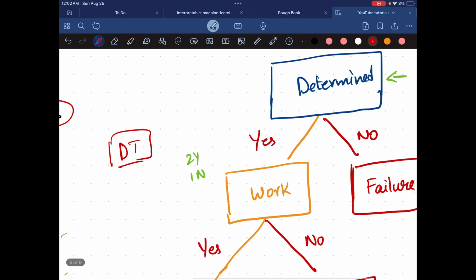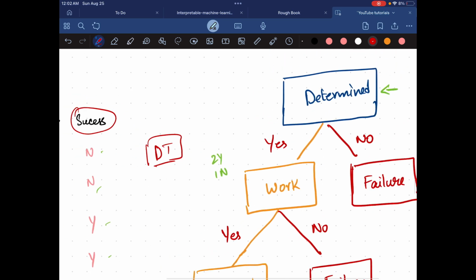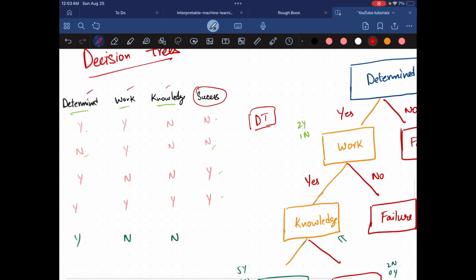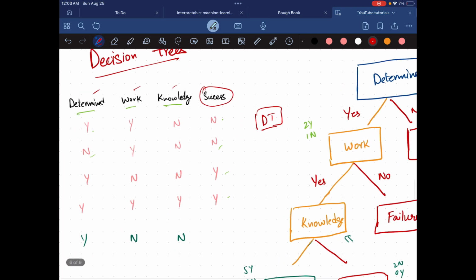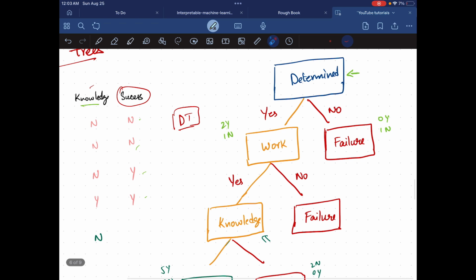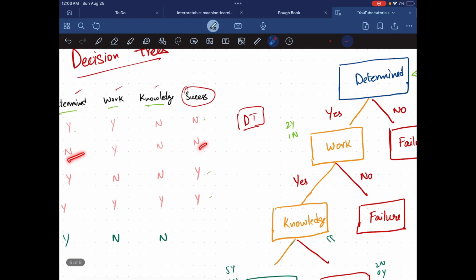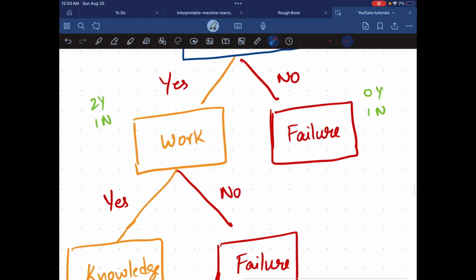So okay, let's see about this. If he's determined, yes, work, right? If he's determined, all these are determined yeses. So there are two yeses and one no. Then coming to no, there is only one no. So based on this, you can say there is no other choice than to get failure.